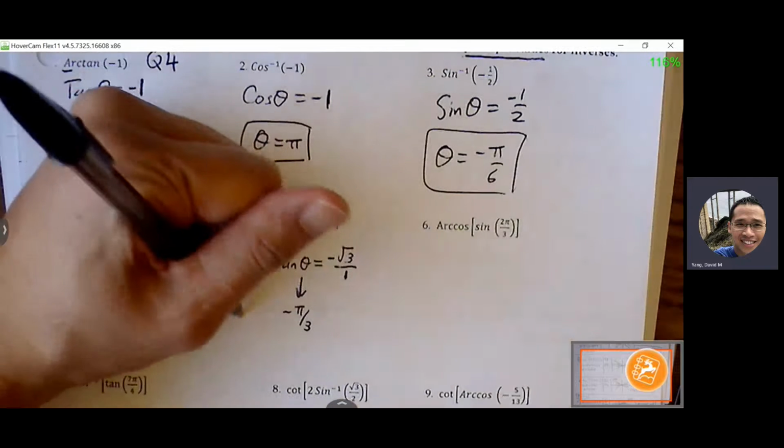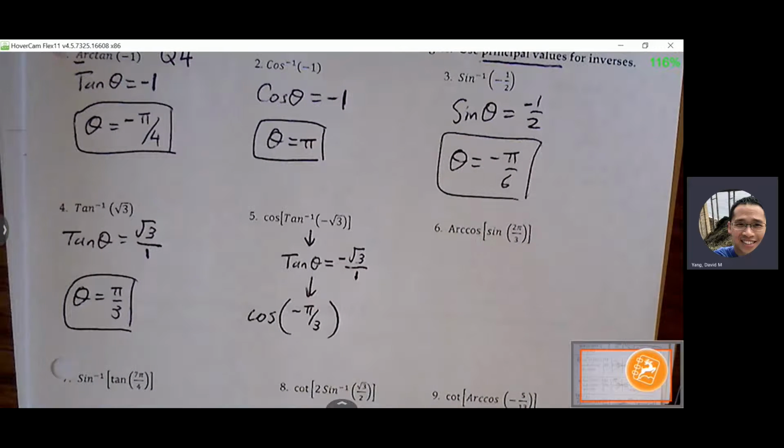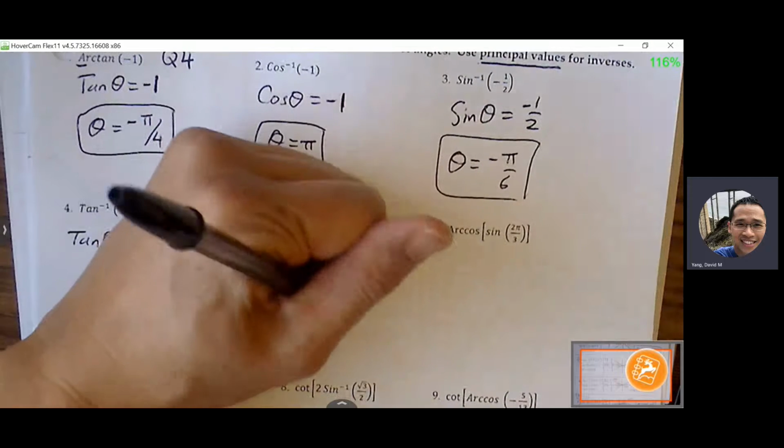So now we can shift our focus and solve the larger problem, right? We figured out the inside, which is negative pi over 3. So now we're asking ourselves, what is cosine of negative pi over 3? Same thing as asking what is cosine of 5 pi over 3, right? 1/2.